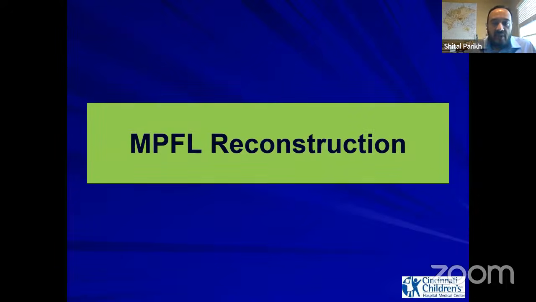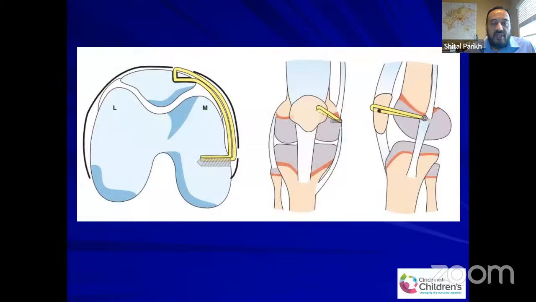Now let's just talk about the important topic of MPFL reconstruction. So this is how I do my MPFL reconstruction. I use a single tunnel in the patella. I use a gracilis autograft or allograft. And I use the fluoroscopy to localize my femoral attachment point. We put the graft through the femoral tunnel, and it's a pull-through technique. So I'll pull the sutures from the lateral side and then fix the graft with an interference screw.